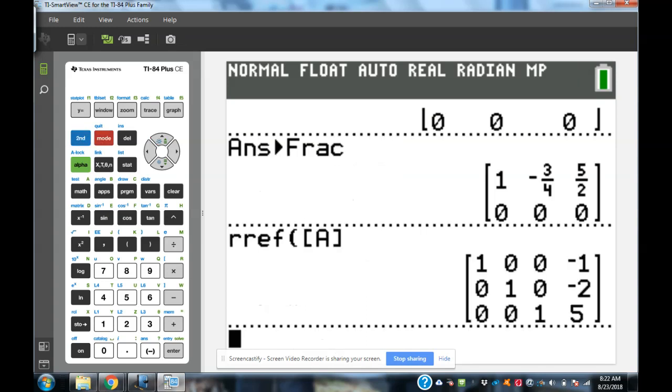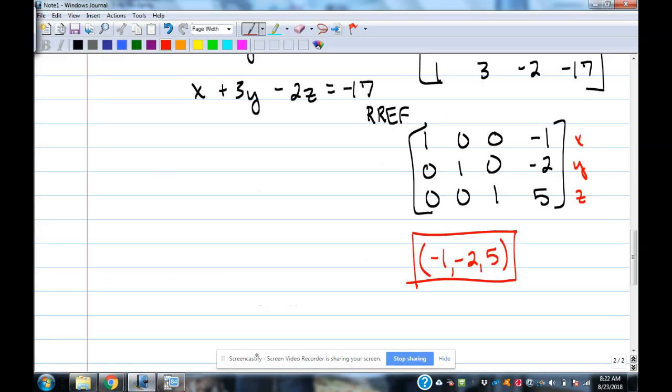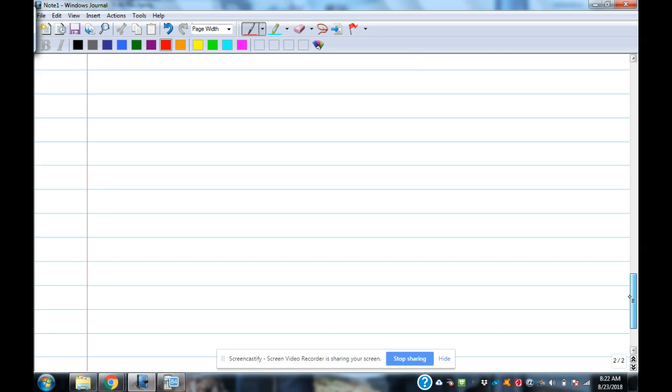Let's look at one other thing. Inverse matrices, okay?